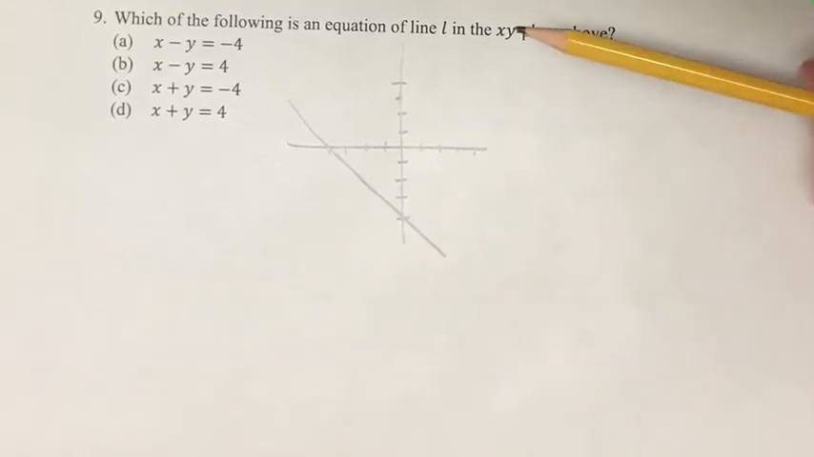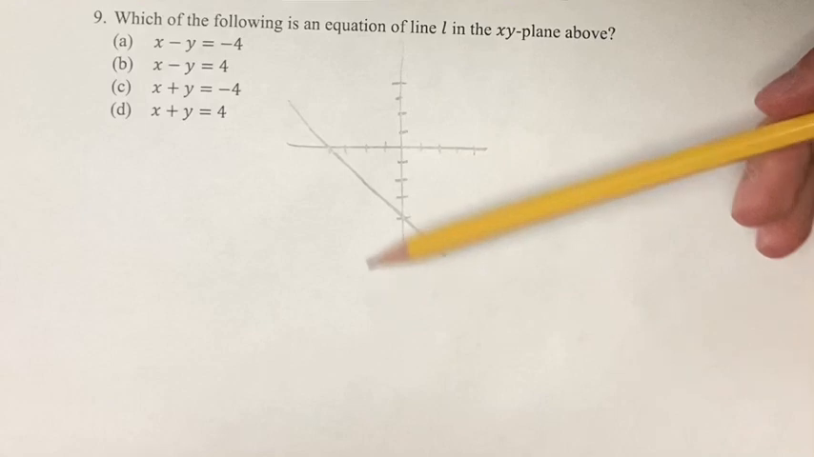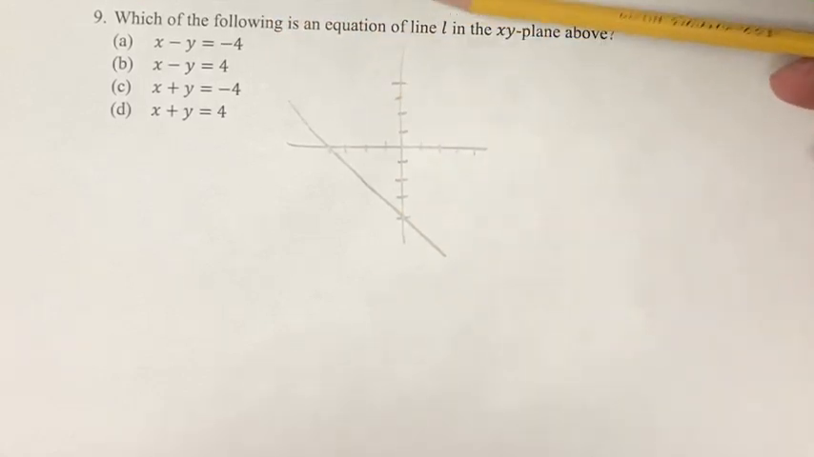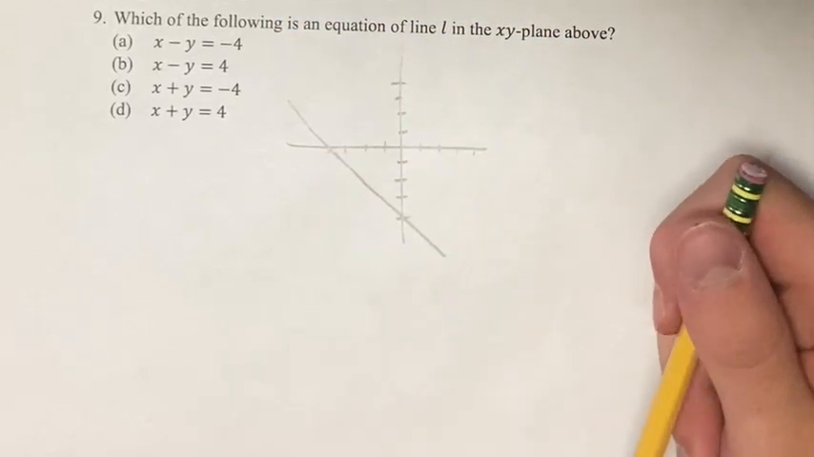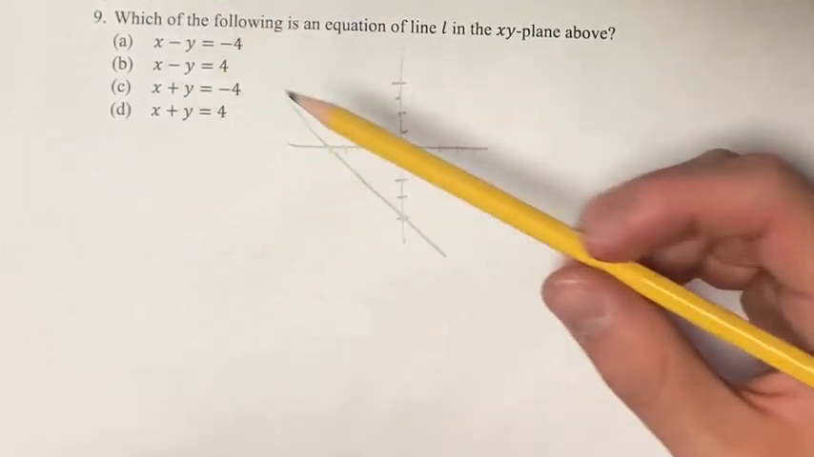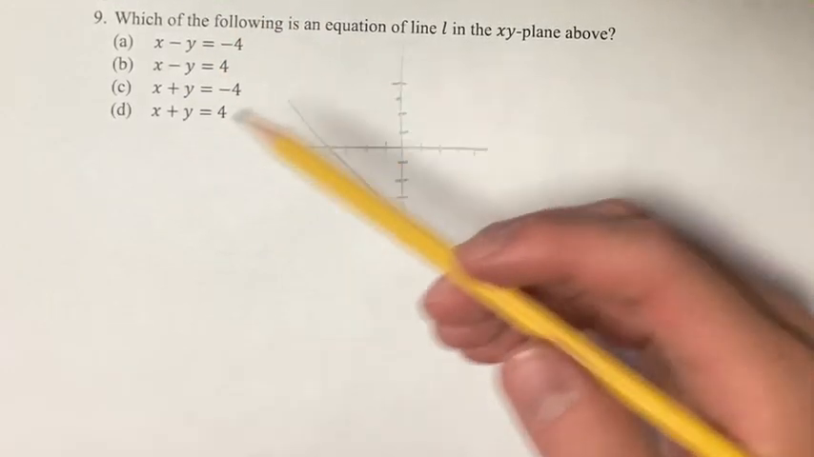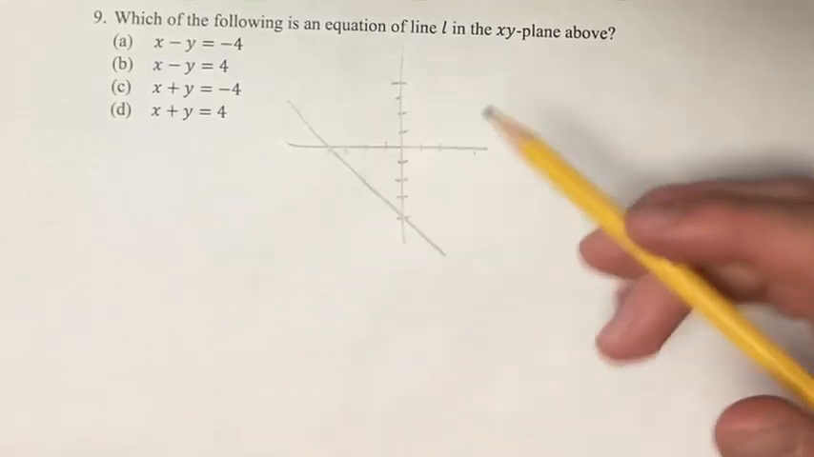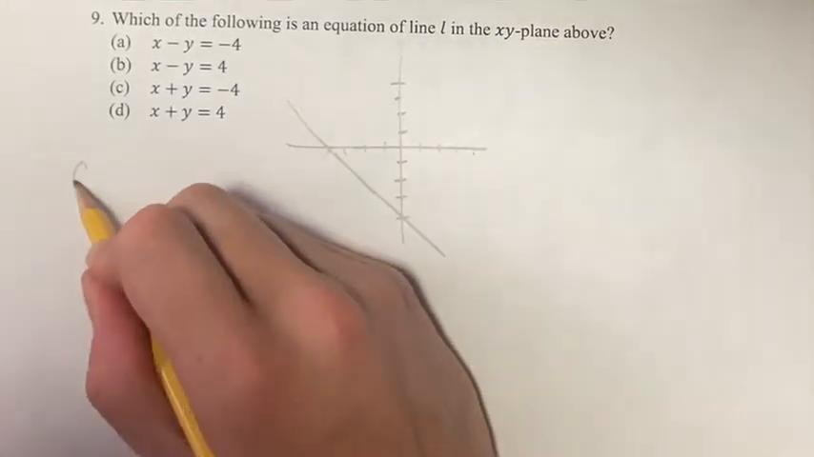In this problem, we are given four options and we're asked which of the following is an equation of line L as given in the xy plane right here. So the first thing we're going to do is turn these into slope-intercept form. That's going to make it easier to see the slope and the y-intercept of these equations.